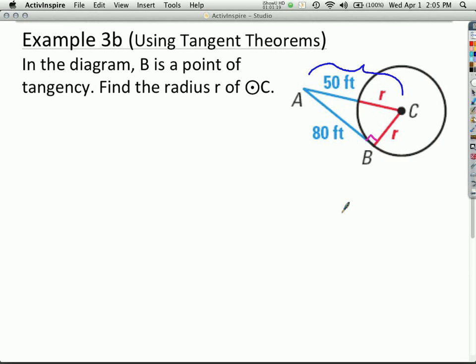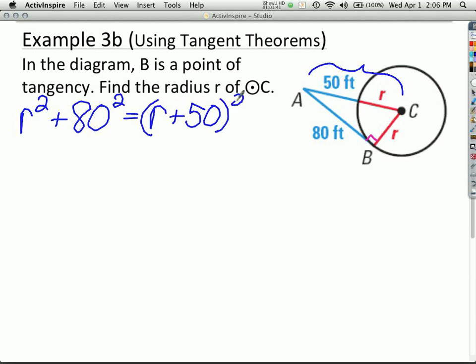So let's go ahead and set it up. This is A, this is B, that whole thing is C. So A squared plus B squared will equal C squared. Well, what's C? It's (r plus 50) squared.